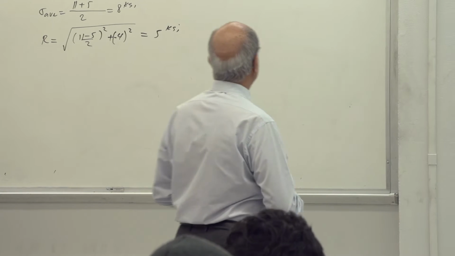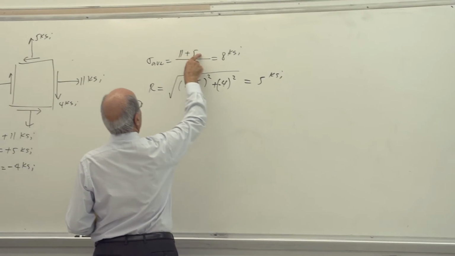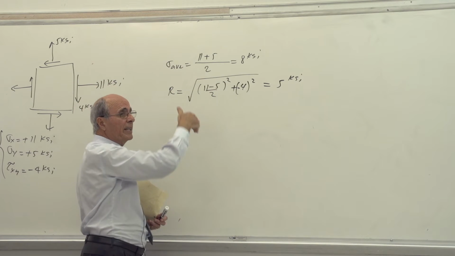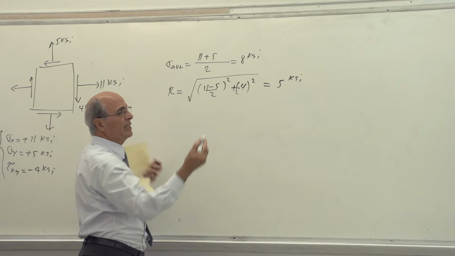Yes? So therefore, the same thing here. This is sigma x plus sigma y. This is sigma x minus. And they are negative. You have to put negative here. So you have to be very careful. This is it. That's good.